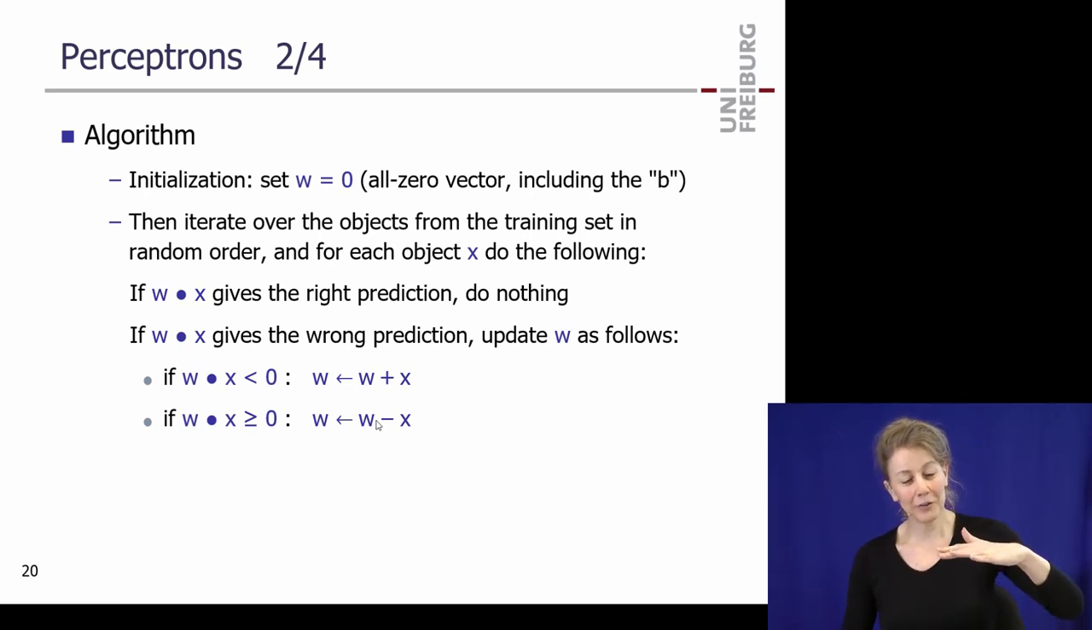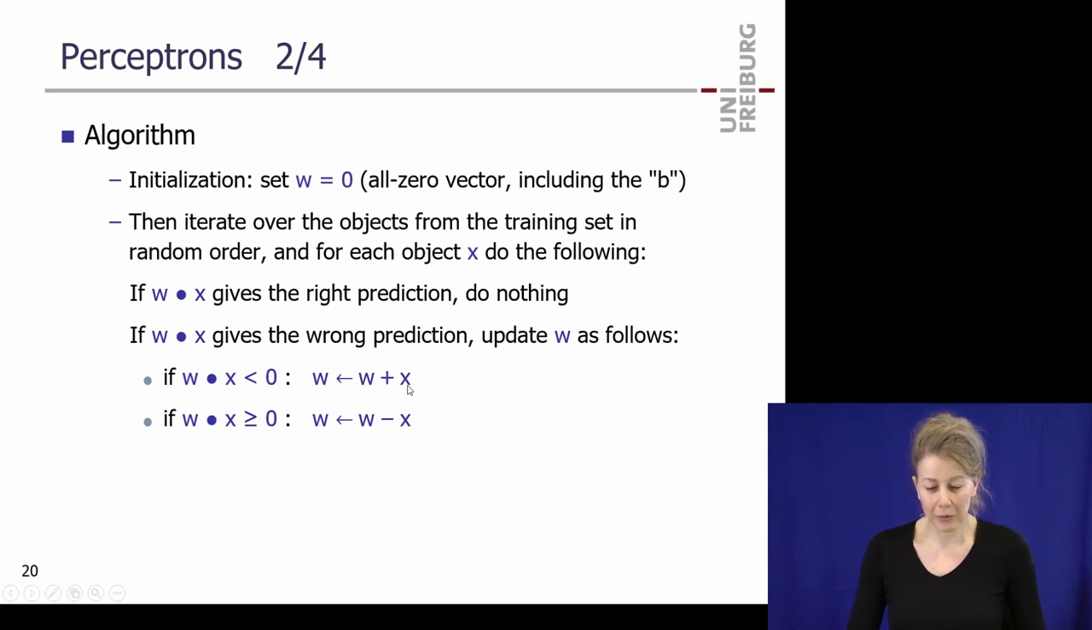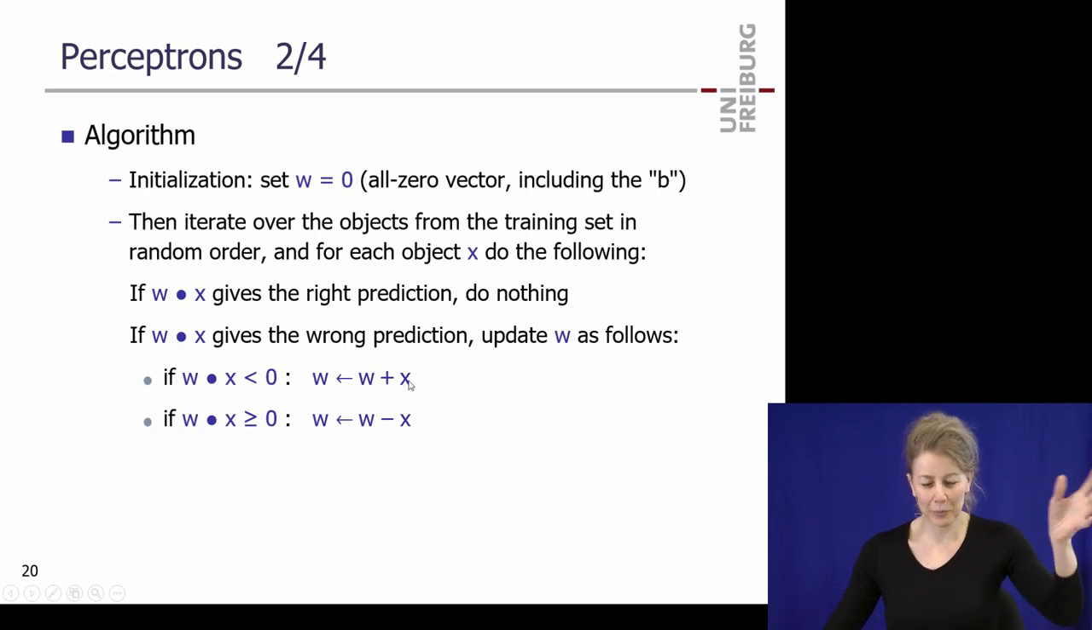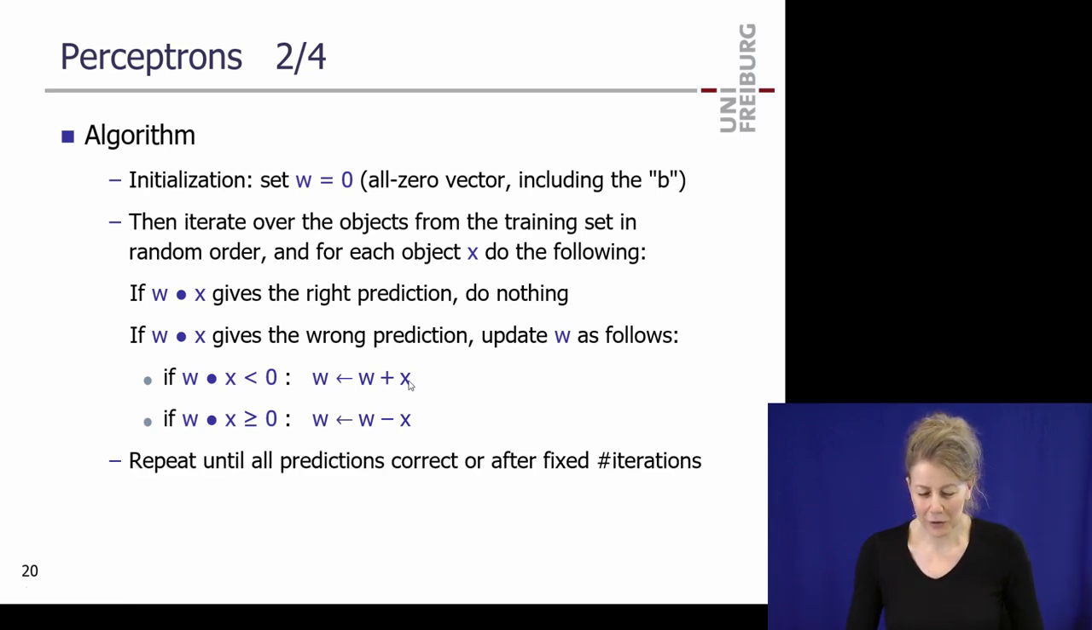You see a point. If its prediction is right, go to the next point. If it's wrong, you just add or subtract the point from the weight vector. And now your W changes. And note that it can change pretty wildly, right? You add, subtract the points. How can this even converge?